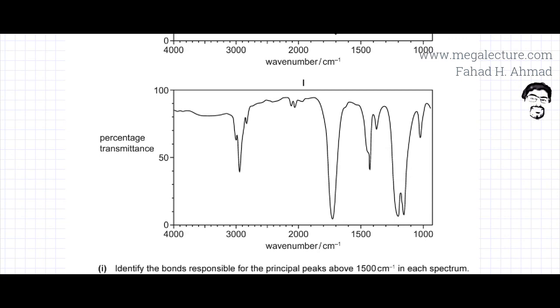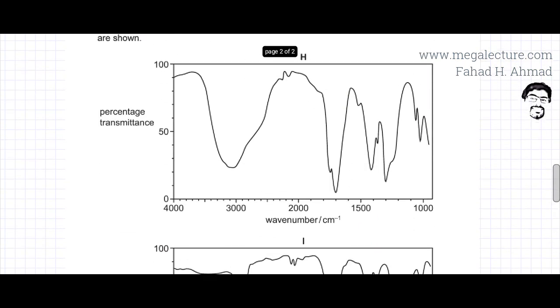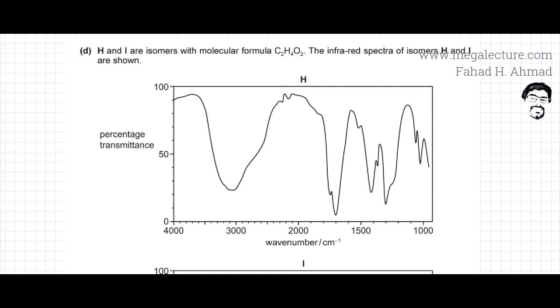So these are given. And the next part of the question reads that you need to identify the bonds responsible for the principal peaks above 1500 per centimeter in each spectrum. So the wave number 1500 and above. You need to identify the bonds in spectrum H and also in spectrum I. So let's go back and have a look at the infrared spectrum of H first.